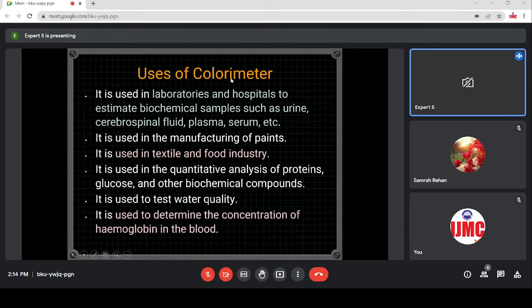What is the use of colorimeter? Basically, this is used in laboratories and hospitals to estimate biochemical samples such as urine, cerebrospinal fluid, plasma, serum, etc. Used in manufacturing of paints, used in textile and food industry, used in the quantitative analysis of proteins, glucose, and other biochemical compounds, used to test water quality. It is used to determine the concentration of hemoglobin in the blood.